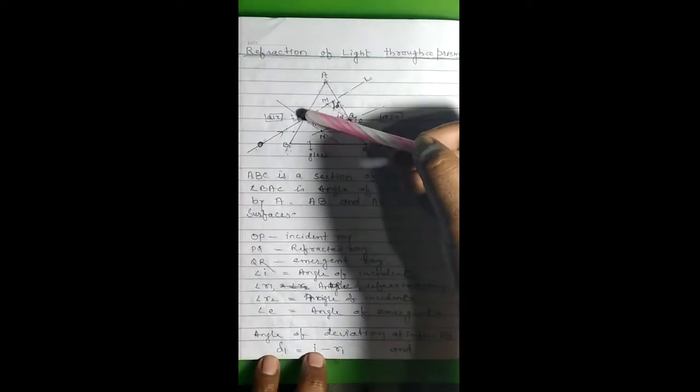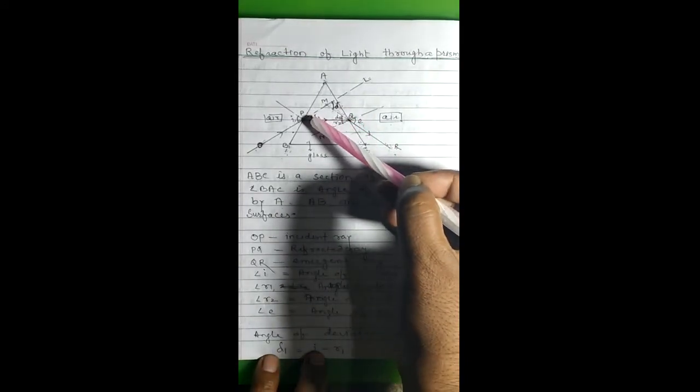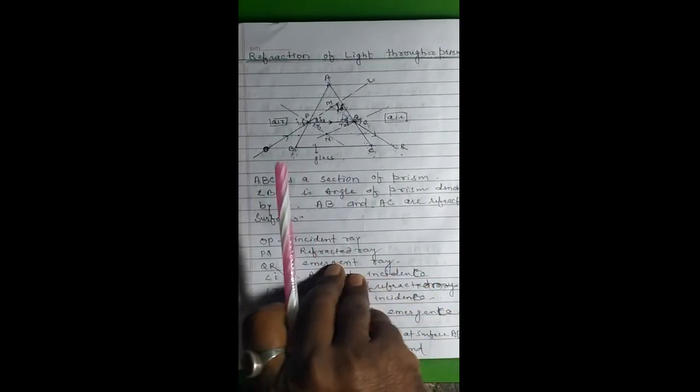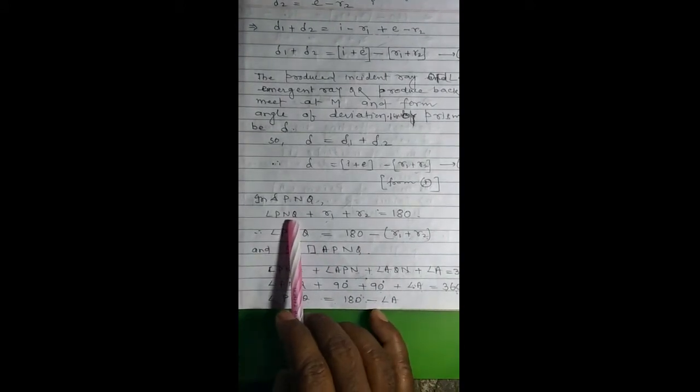Once again, see the figure. In triangle PNQ, angle PNQ plus angle R1 plus angle R2 is equal to 180 degree, by angle sum property of a triangle. So angle PNQ is equal to 180 minus R1 plus R2.